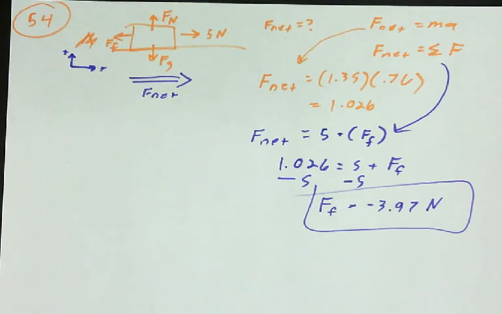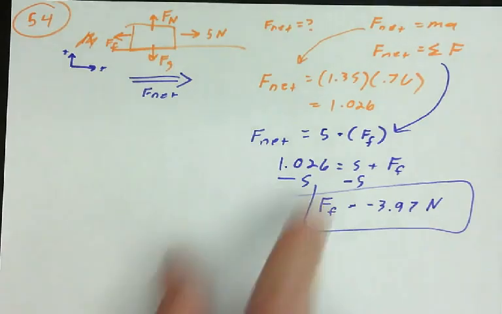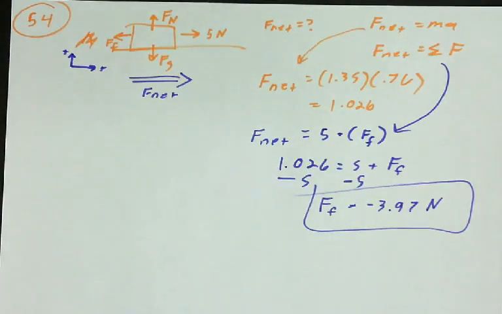Okay? So if I know a, I would use F net equals ma. If I know all the forces, I would use F net equals sum of the forces. Okay? And then once you find the net force, then you use the other one to find what you want. So in this case, I use the other one to find friction. Another option would be use net force to find acceleration, just depending on what it's asking. Okay. Questions on that one?